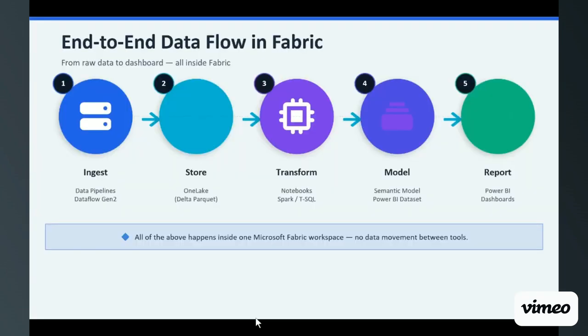So here's the magic of Fabric in one slide. Data flows in through pipelines or dataflows, maybe from databases, files, APIs, whatever your sources are. It lands in OneLake in Delta Parquet format. Then your engineering team transforms it using Spark notebooks or SQL. The clean data gets modeled as a semantic layer, basically your Power BI dataset. And finally, your analysts build reports and dashboards on top. So the key point is every single one of these steps happens inside Fabric, with no moving data between tools.